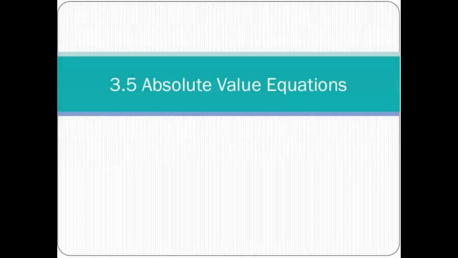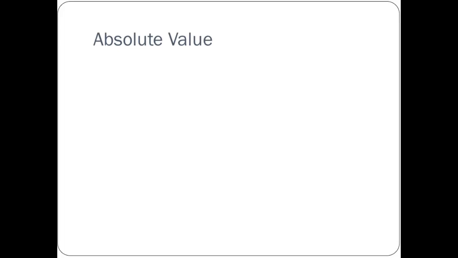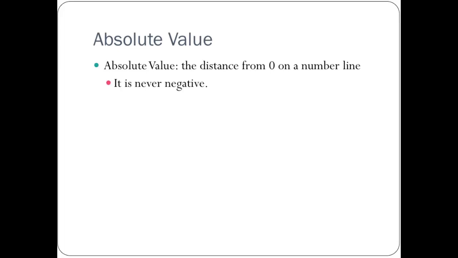Today, to continue our study in solving equations, we're going to be talking about how to solve absolute value equations. Now, just as a reminder, absolute value is the distance from 0 on a number line. So the absolute value of a certain number, the absolute value of 10, is the distance that 10 is from 0 on the number line. Because it is a distance, it's never going to be negative.